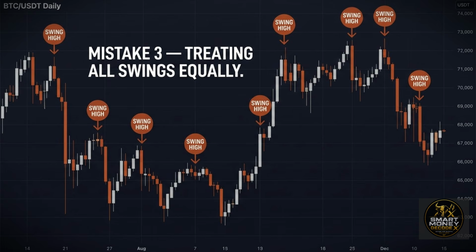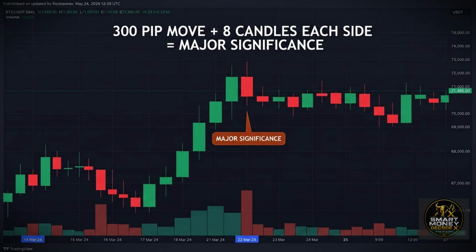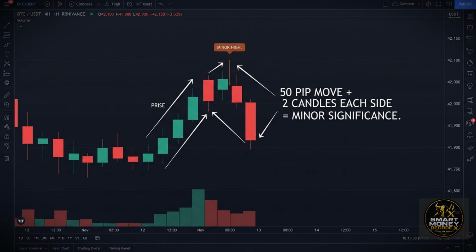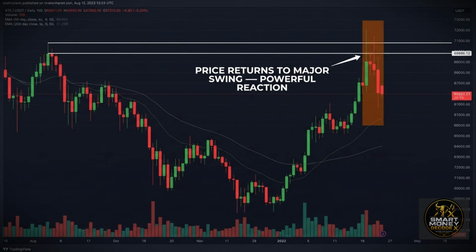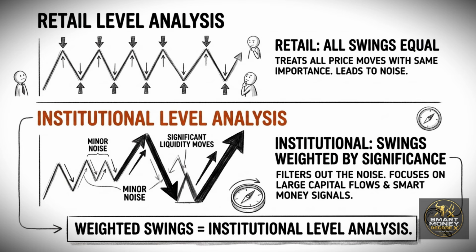The third mistake is treating all swing highs equally. A swing high that formed after a 300 pip move and held for 8 candles on each side is fundamentally more significant than a swing high that formed after a 50 pip move and held for 2 candles on each side. They are both swing highs in the technical definition, but they carry completely different weight. When price returns to the major swing high, the reaction will be much more powerful than when it returns to the minor one. Weighting your swing points by significance, not just by definition, is what separates institutional-level structural analysis from retail-level structural analysis.